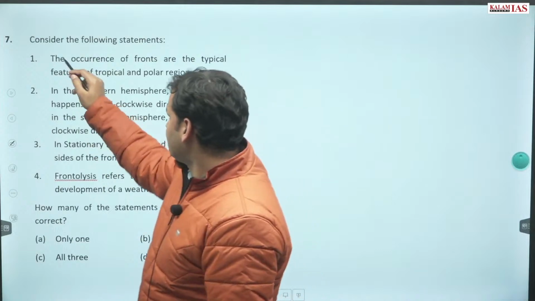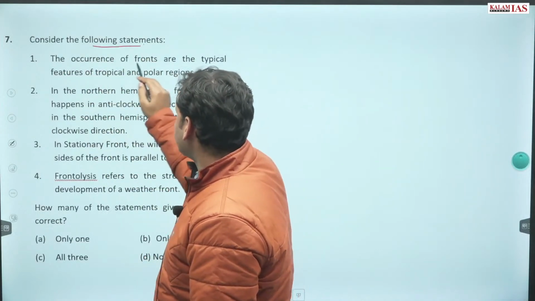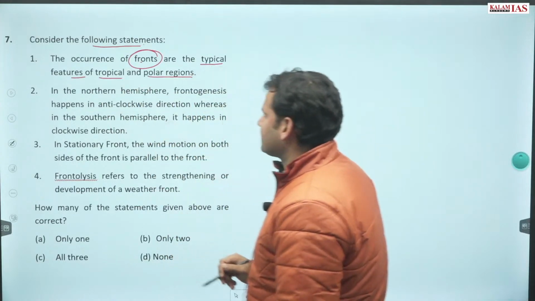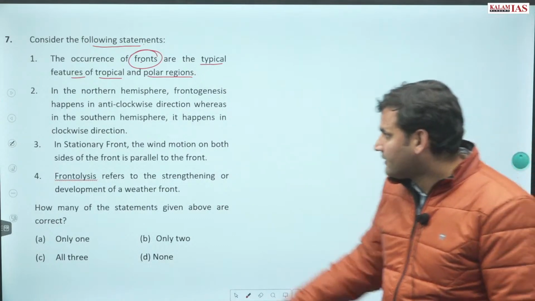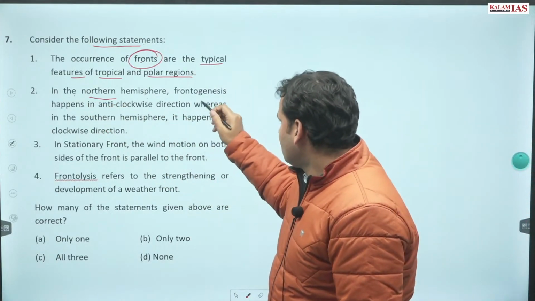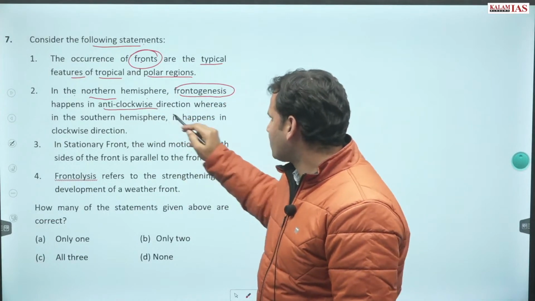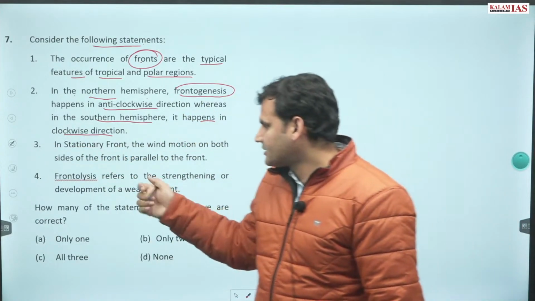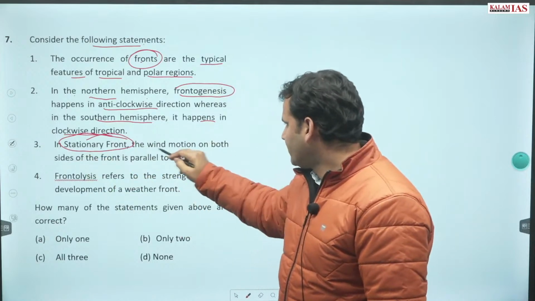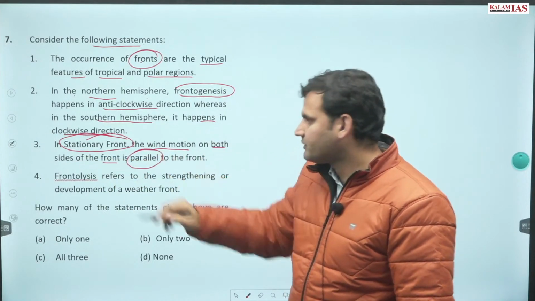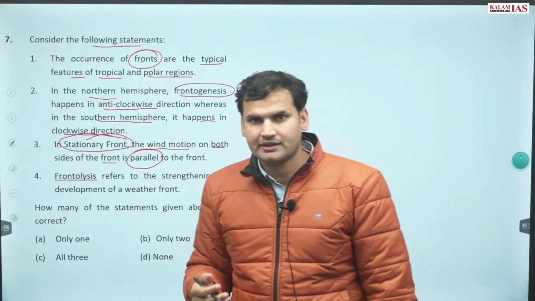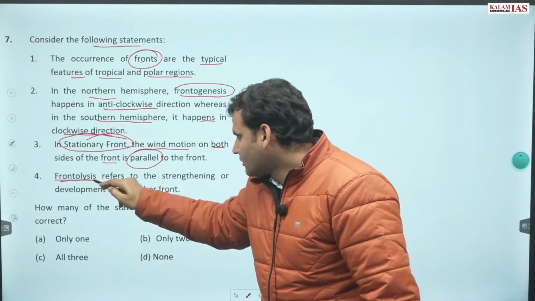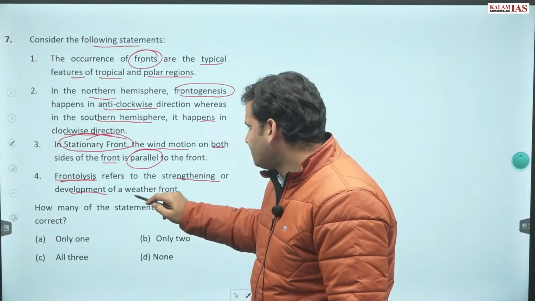Thereafter, question number 7. Consider the following statements. Occurrence of the fronts are the typical features of tropical and polar regions. Second, in the northern hemisphere, frontogenesis happens in anti-clockwise direction, whereas in the southern hemisphere, it happens in the clockwise direction. Directions पूछा. Third statement में, stationary front, the wind motion on both the sides of front is parallel to the front. ये पढ़ा होगा fronts के बारे में. Stationary front, warm front, cold front, occluded front. Frontolysis refers to strengthening or development of a weather front.